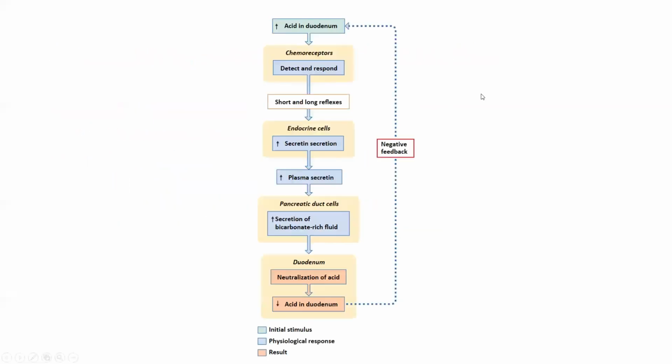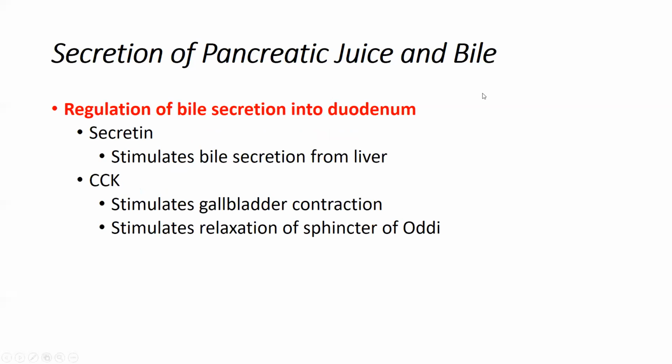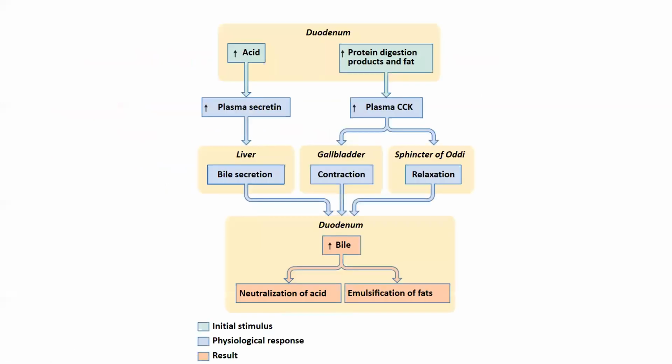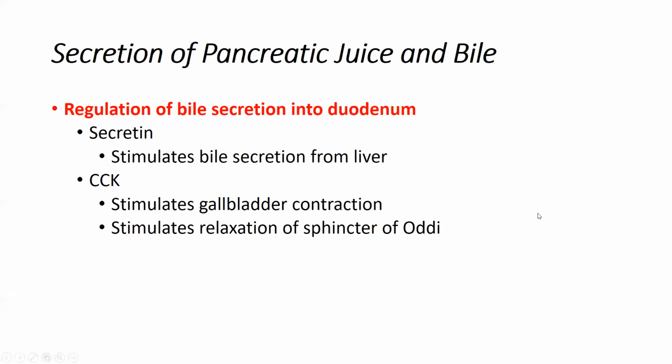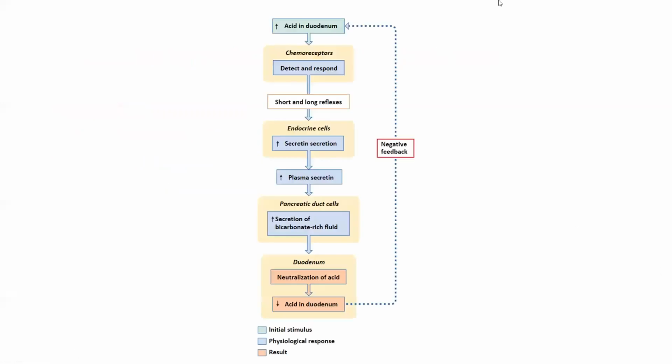So let's look at a scenario, a flow chart here that describes those functions. So we have presence of acid in the duodenum. That comes with that acidic chyme that's coming from the stomach. The chemoreceptors will detect that acid, and they will elicit that short and long reflex.